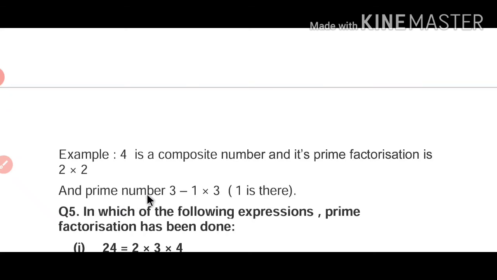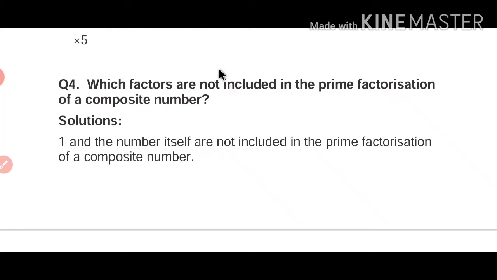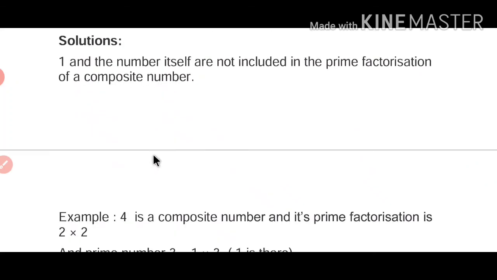And if we find the prime factorization of a prime, so what is the prime factorization of a prime here? 1 and 3. It means 1 and itself is included here. So the factor which is not included in the prime factorization of a composite number is 1 and the number itself.